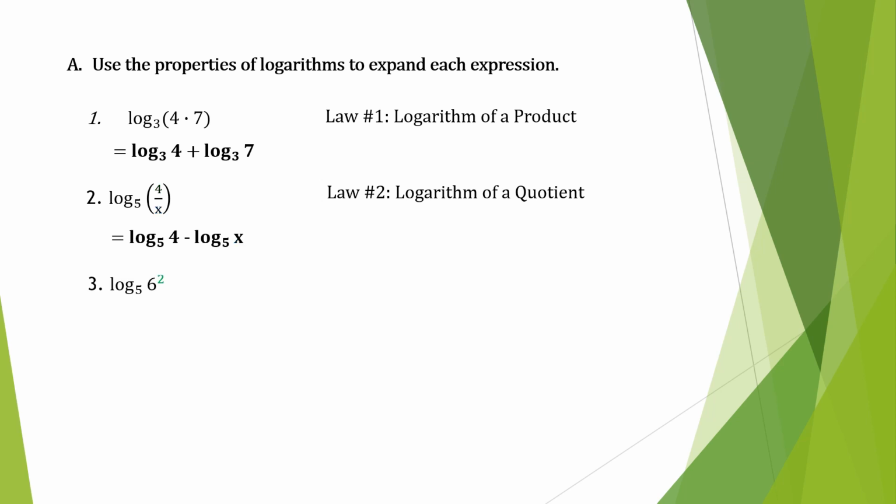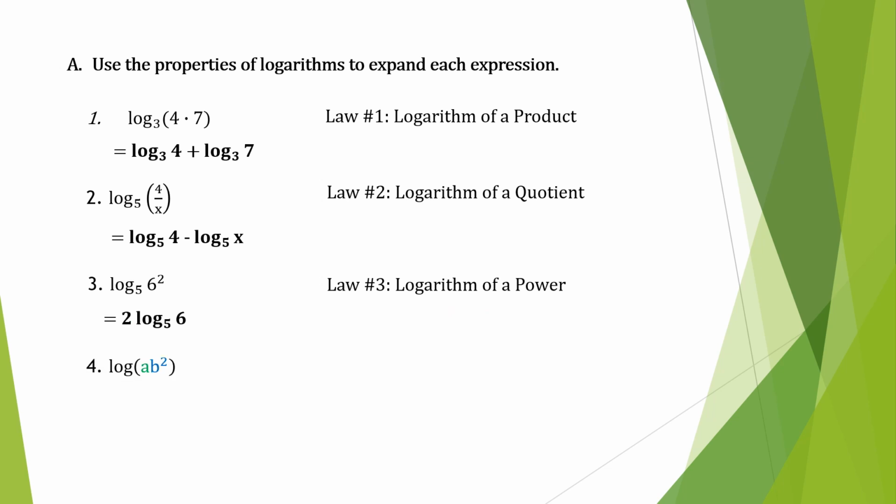Number 3, logarithm base 5 of 6 squared. For this example, we will be using law number 3, or the logarithm of a power. Remember that the logarithm of a power x raised to n is equal to the product of the exponent n and the logarithm base b of x. So we have 2 logarithm base 5 of 6.